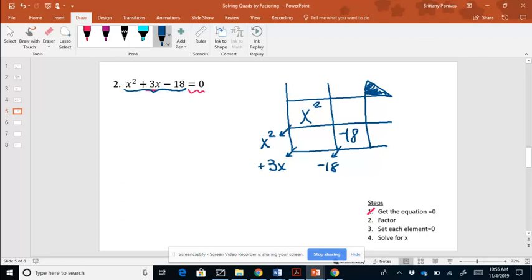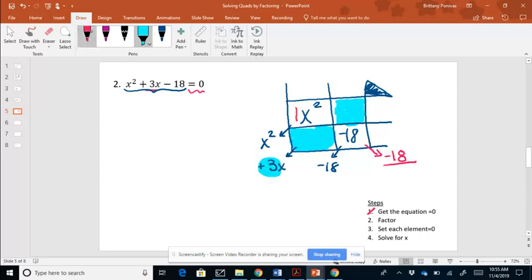It's our job to fill in diagonally. Take the number in the first box. If there's not 1, then it's secretly 1. So 1 times negative 18 is negative 18. So we need to find 2 numbers that multiply to be negative 18, but at the same time, when we fill them in here and combine like terms, we get a positive 3.